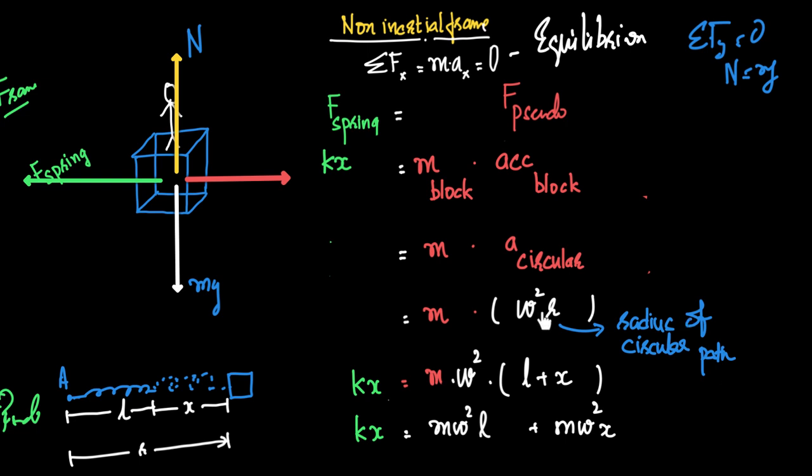R is not equal to length of the spring. R is not equal to the natural length of the spring. In fact, R is here equal to the extended length of the spring. And what is extended length of the spring? It is equal to the natural length plus the extension, which is L plus x. Therefore, this equation becomes kx is equal to m into omega square times L plus m into omega square x.